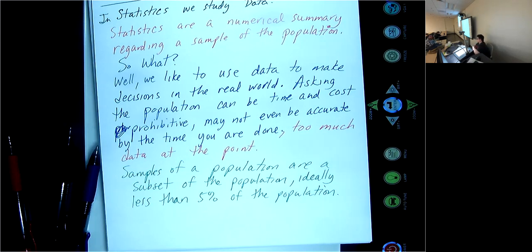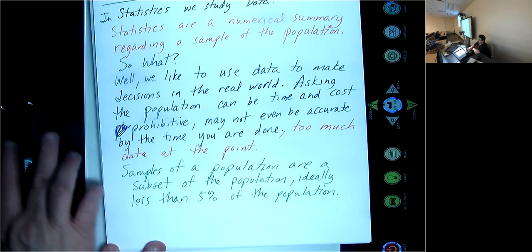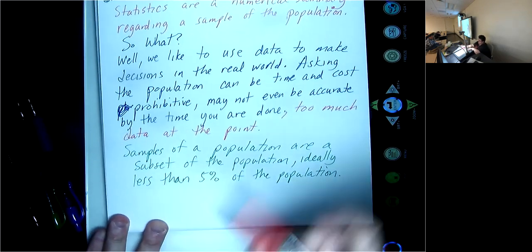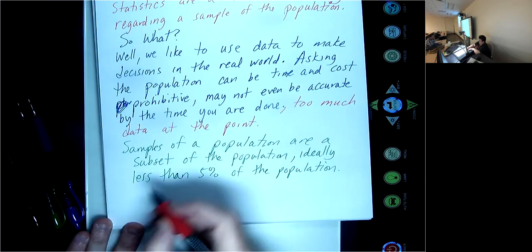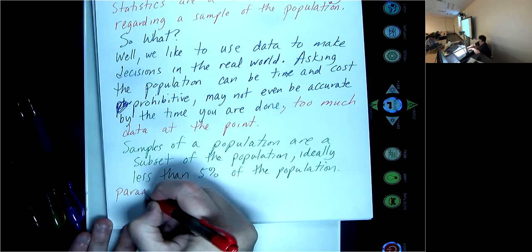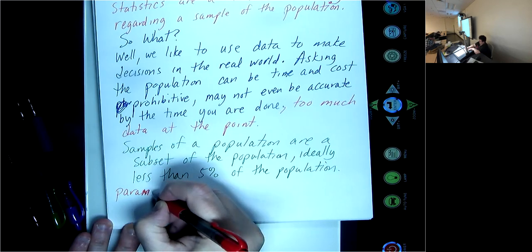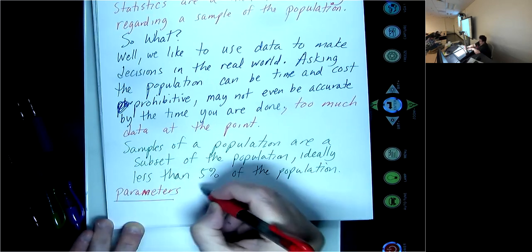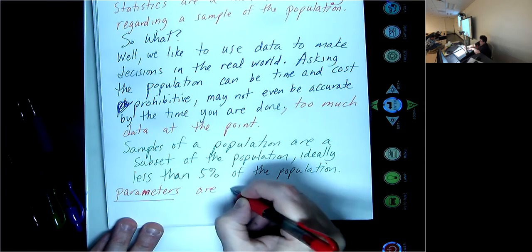If you start going above that, you're just asking too many people. You get what you need basically out of 5%. If 5% isn't enough, you might as well ask the whole population, because you have a small enough population that you can just ask them. If we did ask the whole population, this same numerical summary would be called a parameter. Parameters are a numerical summary of the population.